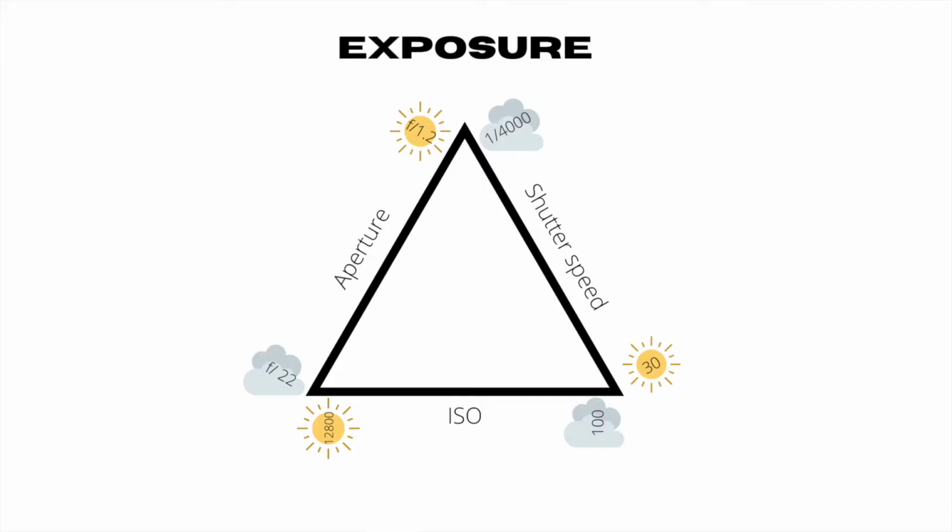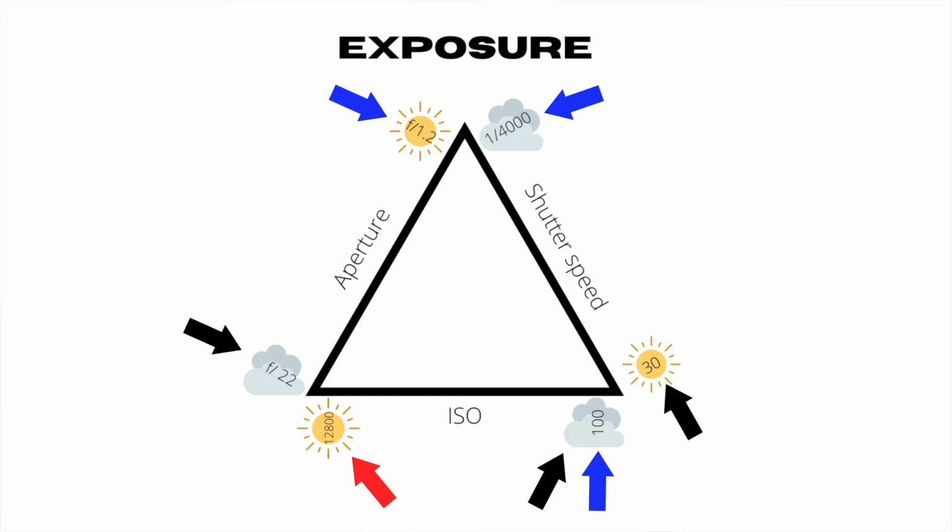Look now at the vertices of the triangle. We can understand now how each one of these pillars affects the others. Using slow shutter speeds as an example means that we can use lower ISOs and smaller apertures. Using wide apertures will help us reduce the ISO and use fast shutter speeds. With high ISOs, we can use faster shutter speeds and narrower apertures.